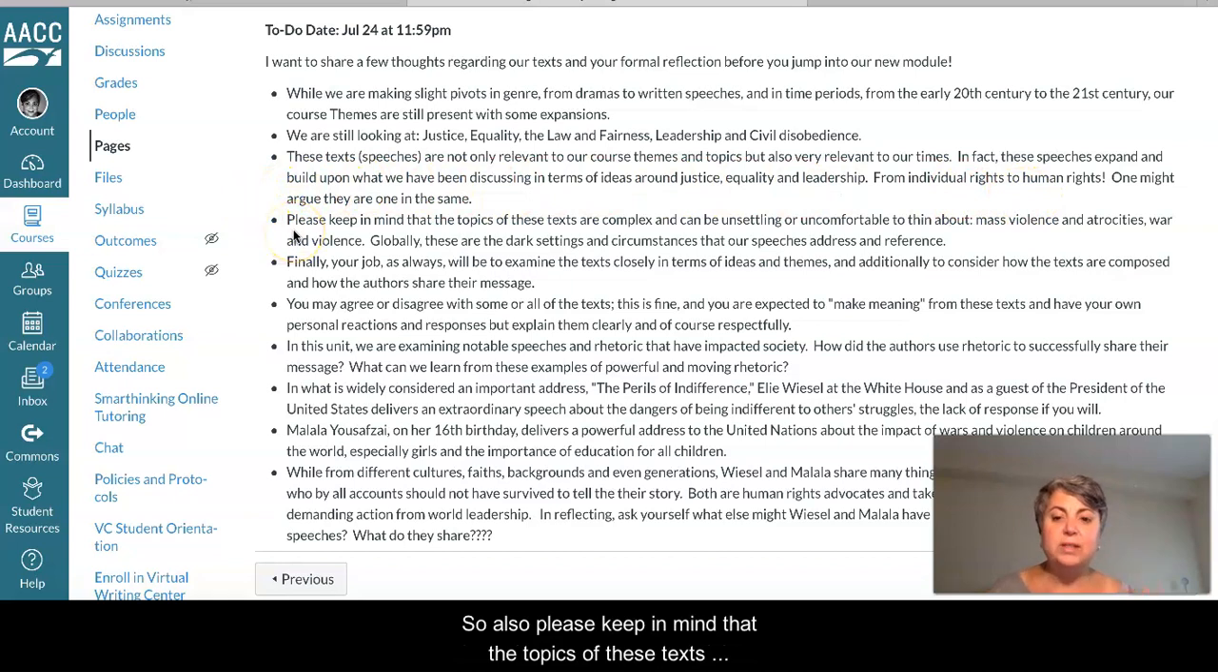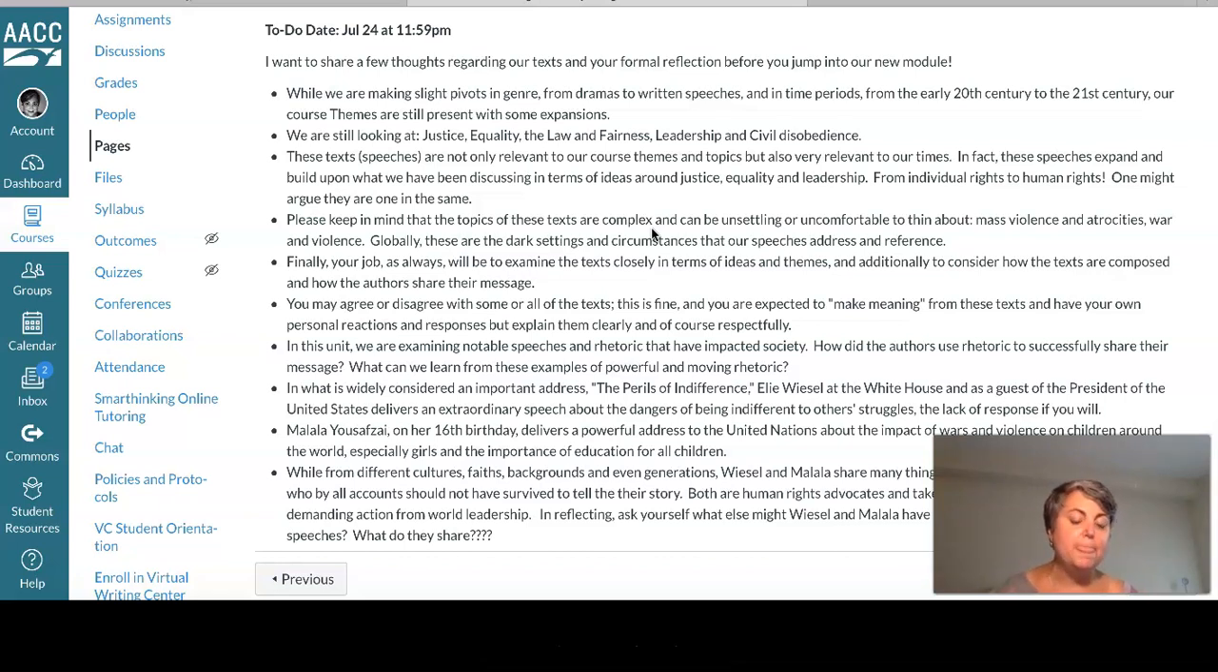So also, please keep in mind that the topics of these texts are complex ones. They're not really easy topics, okay? There's a lot of detail and nuance to them, and we want to try to avoid overgeneralizations and oversimplifications. Now, sometimes I do that to introduce material, but after you've done the reading, we'll dig into the detail and the nuance. But just know in advance, they are some complex and kind of tough topics.